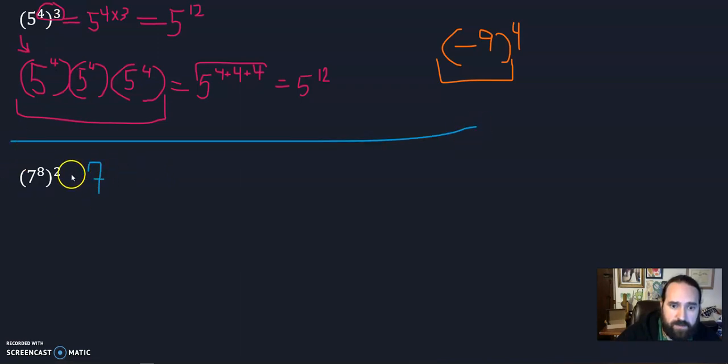7 to the 8th, times 2, and that's going to equal 7 to the 16th. Come on, make a nice little X. Yay, it sort of worked. So yay! That's the first step.